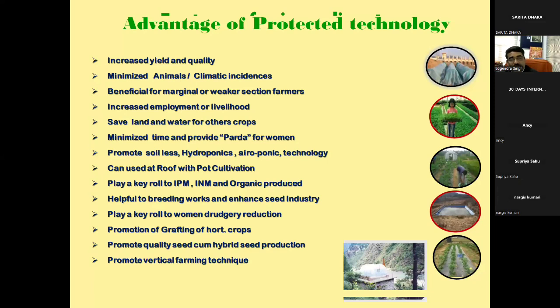Play a key role in IPM, INM and organic produce. Helpful to breeding workers and enhance the seed industry. Play a key role in women's empowerment. Promotion of grafting of horticultural crops. Promote quality and hybrid seed production. Promote vertical farming techniques. So these are the benefits from protected cultivation.